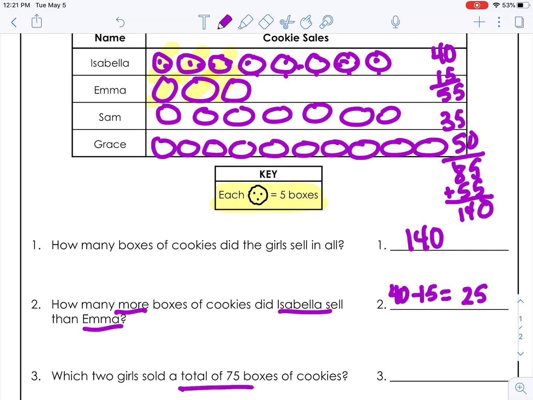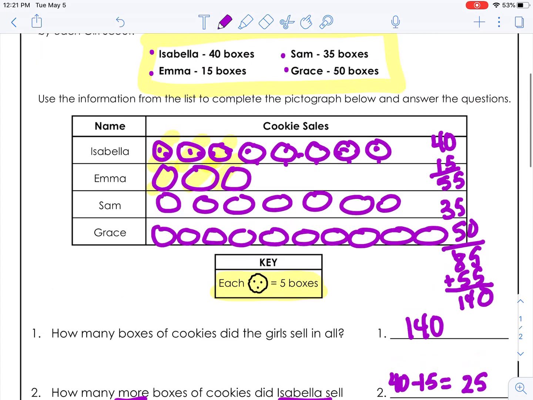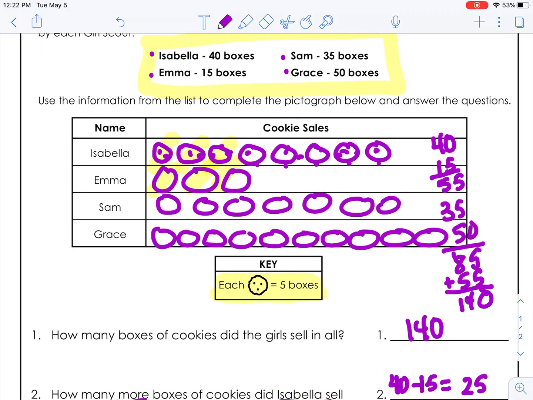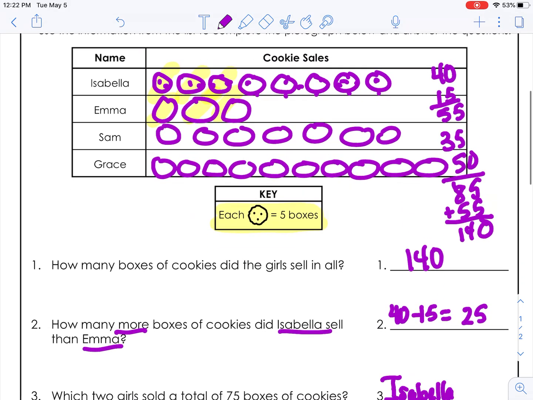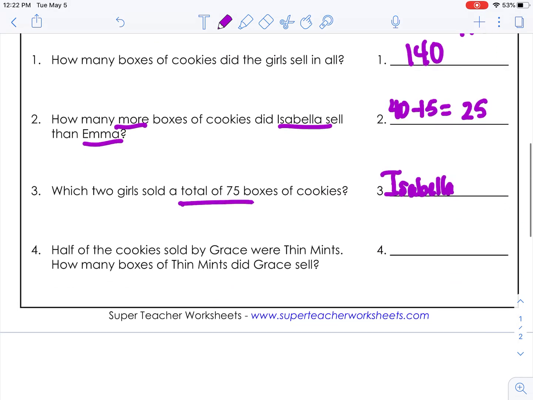Which 2 girls sold a total of 75 boxes of cookies? So I have to look at the cookies they sold. What 2 groups would equal 75? Well, 40 plus 35 is 75. So it is Isabella and Sam. Isabella and Sam.